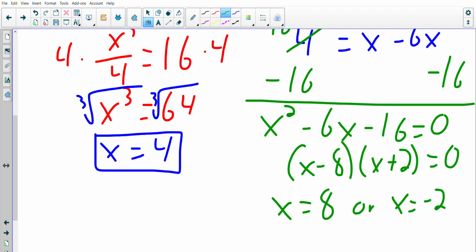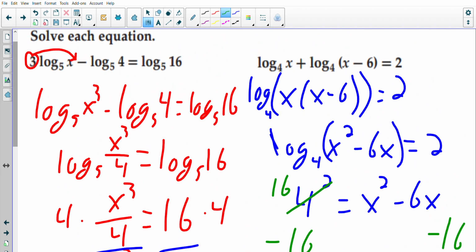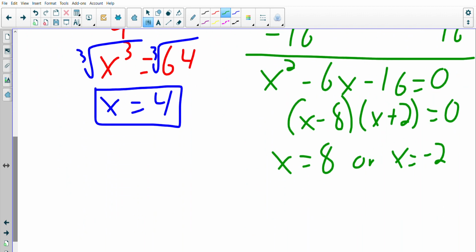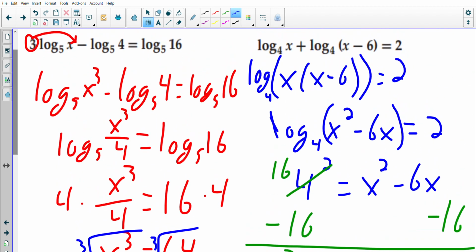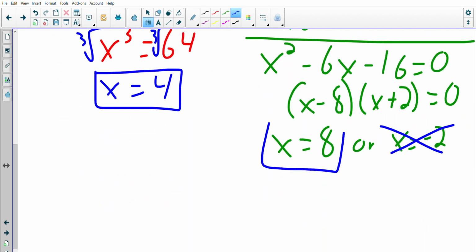Well, looking at my original, if I plug in negative 2 to either one, remember we cannot put a negative into a logarithmic function, so negative 2 does not work. And then if I plug in 8, well, 8 minus 6 originally in log base 4, that's just 2, so that still works. So my answer is x equals 8.